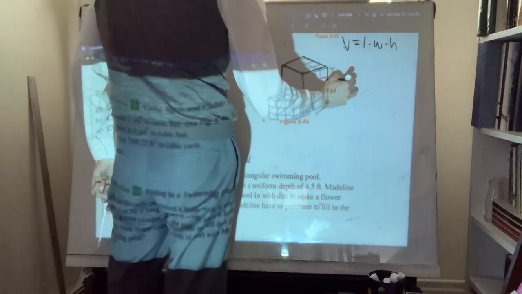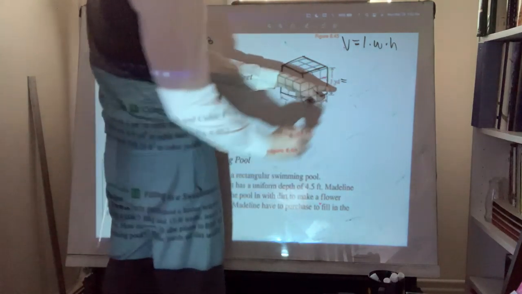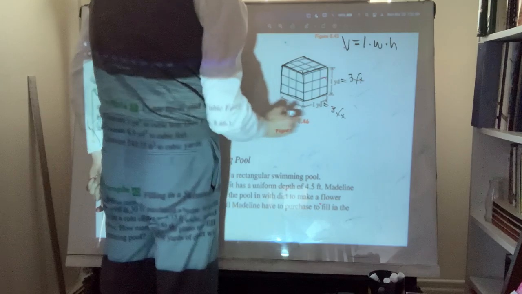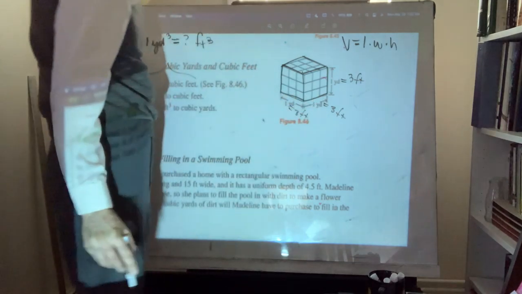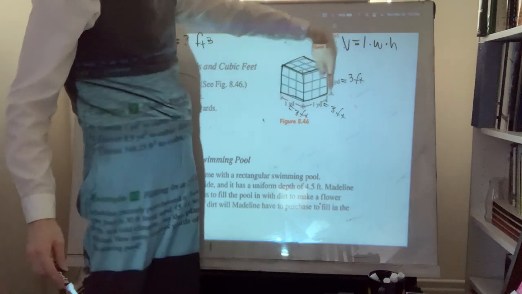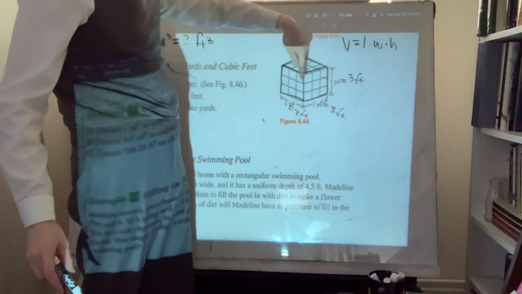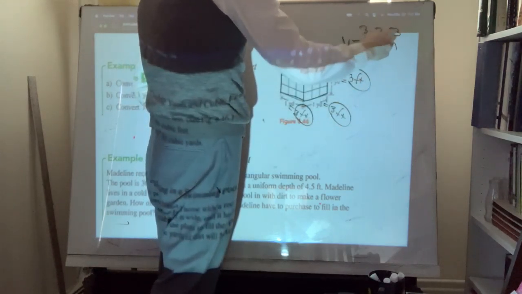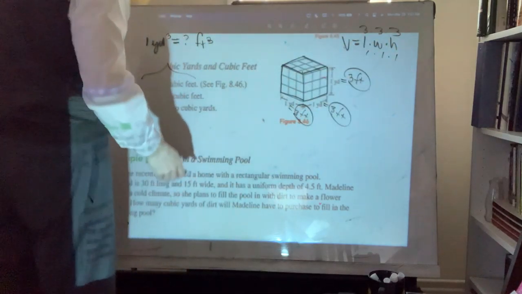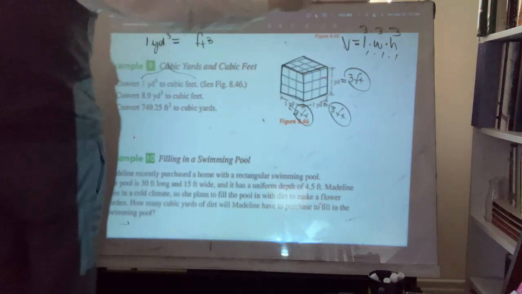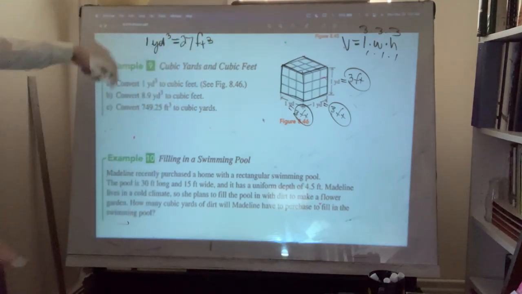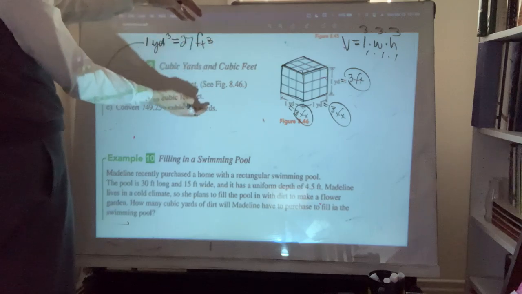What is 1 individual yard in terms of feet? 1 yard is 3 feet. So it would be 3 feet this way, 3 feet this way, and 3 feet this way. So if volume overall is 1 times 1 times 1 in yards, what would it be in feet instead? It would be 3 times 3 times 3, instead of 1 times 1 times 1, because it's different units. Therefore, 1 cubic yard is in fact 9 times 3 is 27 feet cubed. That's the answer to part A.